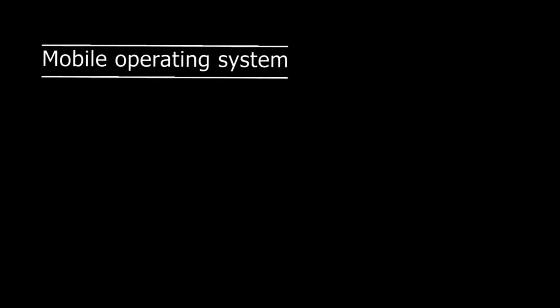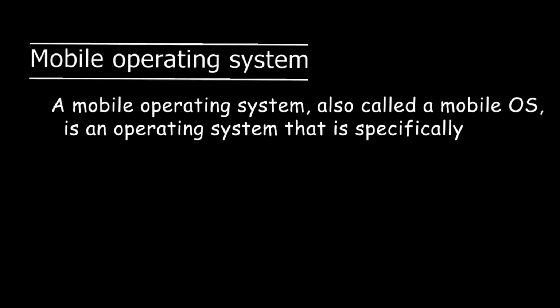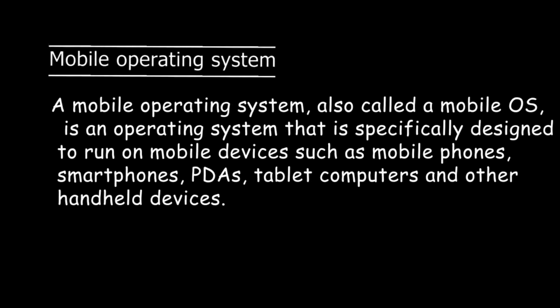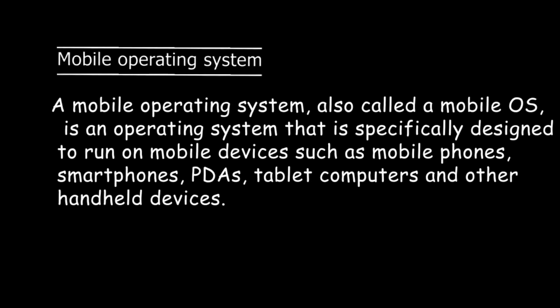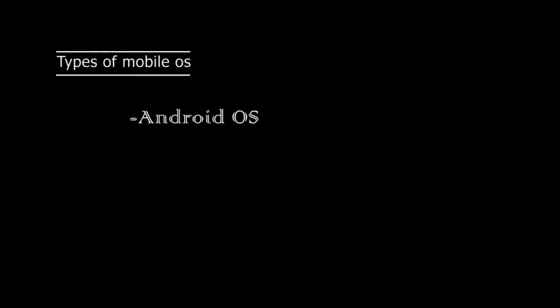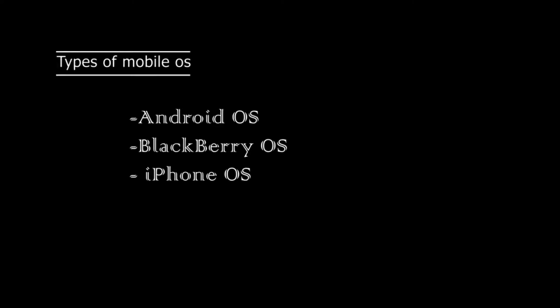Mobile operating system. A mobile operating system, also called mobile OS, is an operating system that is specifically designed to run on mobile devices such as mobile phones, smartphones, PDAs, tablet computers, and other handheld devices. Types of mobile OS: the first one is Android OS, second is BlackBerry OS, third is iPhone OS, and the last one is Beta.